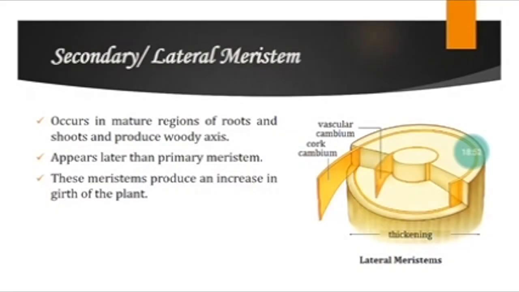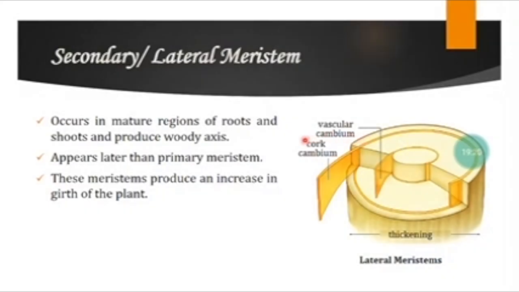The secondary meristematic tissue is also called lateral meristematic tissue. It occurs in the mature regions of the roots and shoots and produces woody axes. Lateral means sides, so this tissue helps to increase the width. After the primary meristem appears and development starts, this tissue then increases the girth of the plant.